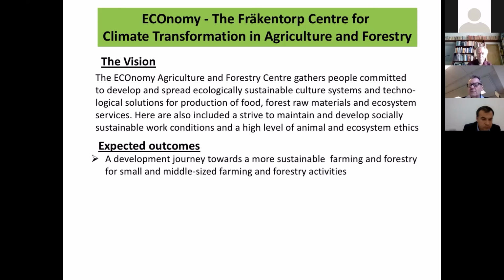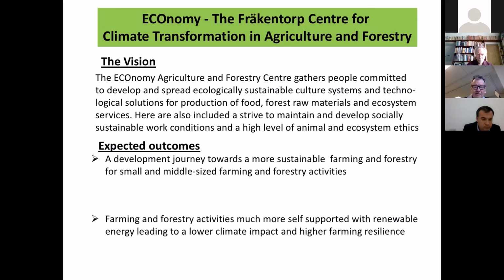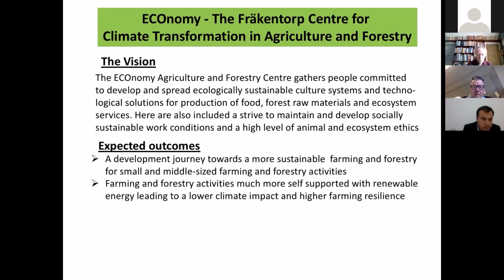And we would like this to be much smaller, because in our mind it is not possible to maintain a high level of animal ethics if you come up to an incredibly large scale. Then it becomes like only mechanical things. It is like you can produce 1 million mobile phones in a factory, but you should not have 1,000 cows in a farm. Farming and forest activities should be much more self-supported with renewable energy.